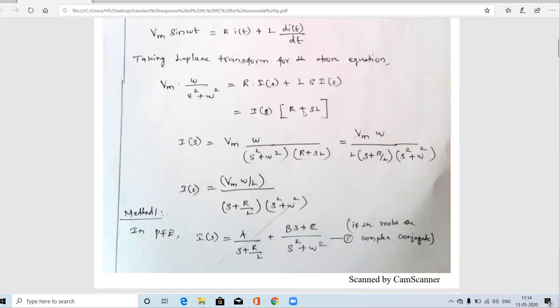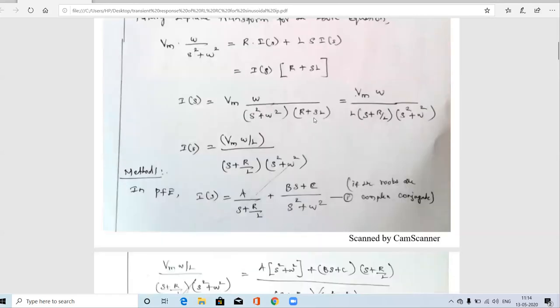From this, what is our aim? Our aim is to obtain the value of I of s. So you keep I of s on the left side. I of s equals Vm omega by s squared plus omega squared into R plus sL, with the term R plus sL going to the denominator.